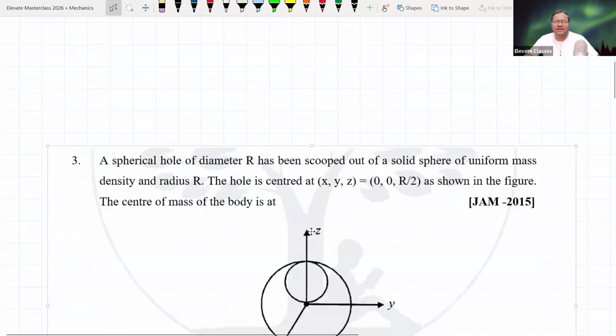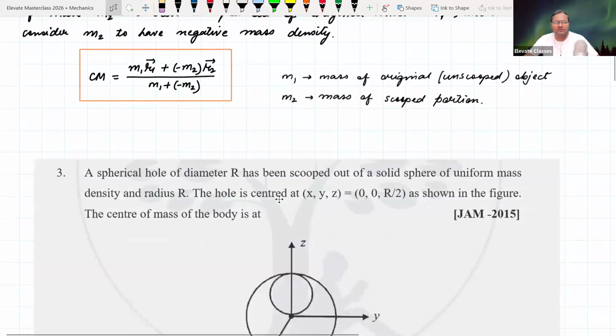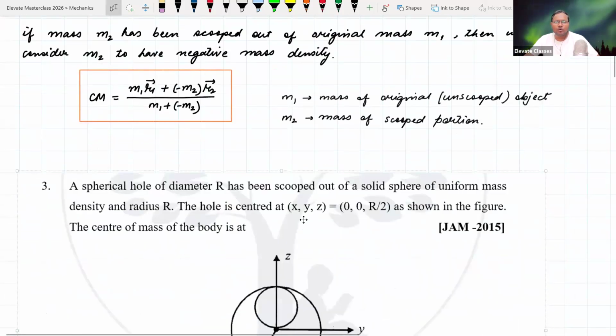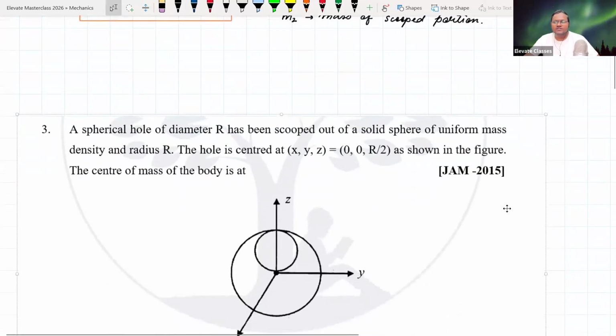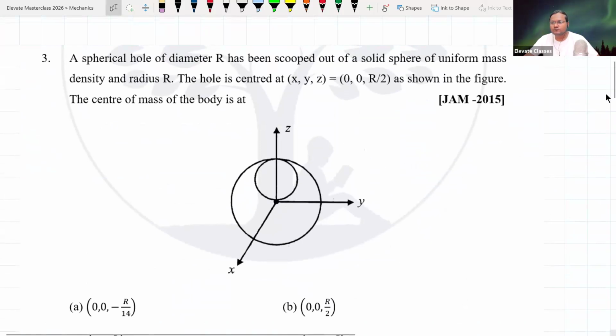This is a question from JAM. JAM में इस तरह के questions common हैं. You will find questions like this in JAM. I hope you have noted this down. Okay. So this is a question from JAM 2015.